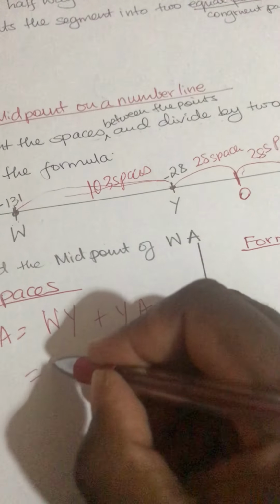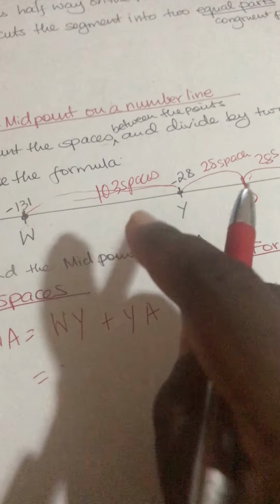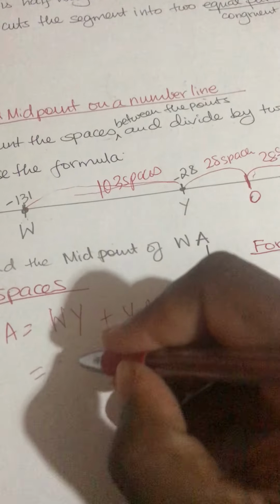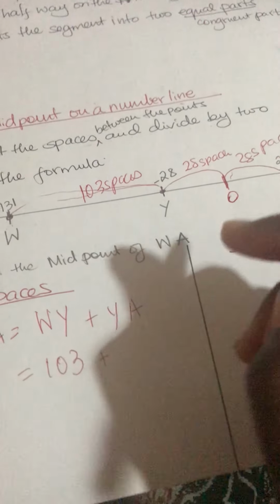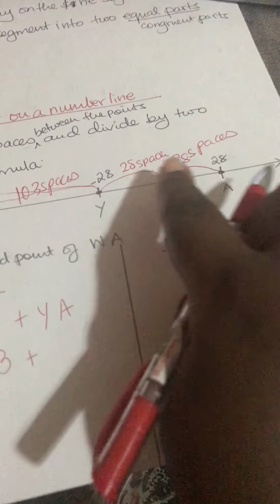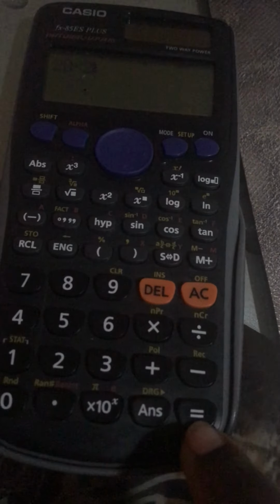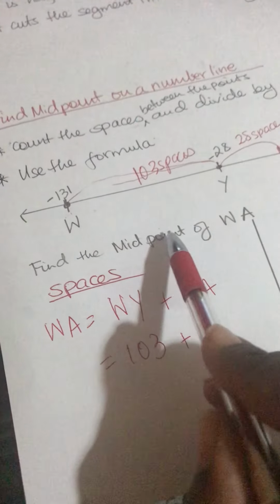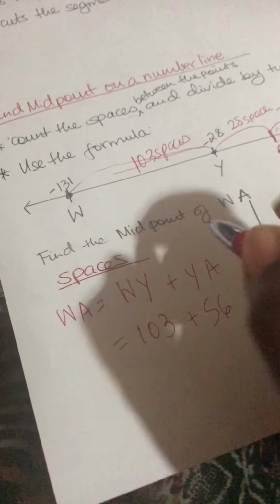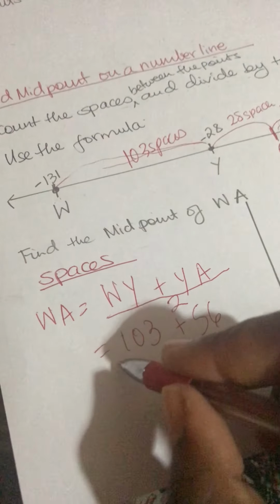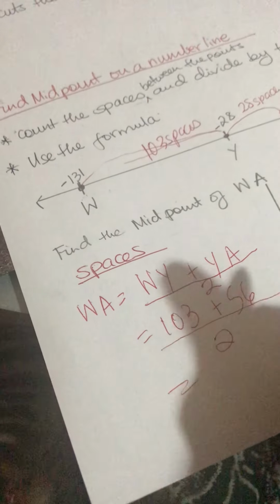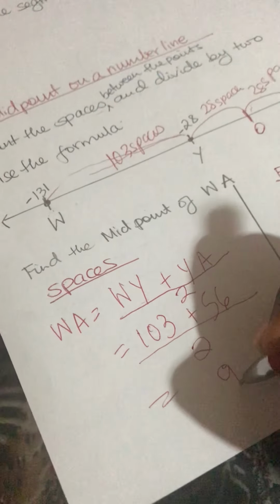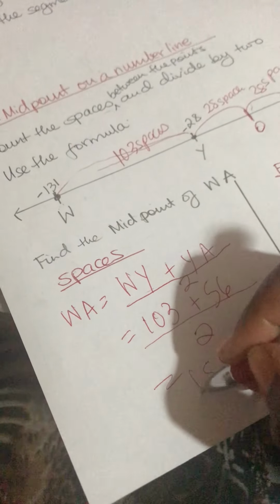So that means WY is 103 and YA is 28 times 2, because there's 28 and another 28. So 28 times 2 is 56. But since I want the midpoint, I am going to divide by 2. So 3 plus 6 is 9. 5 plus 0 is 5. And then 1. And 159 divided by 2.